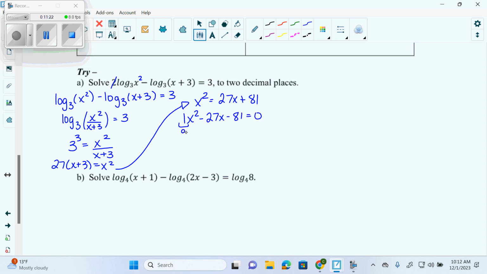This is my A, my B, my C. So x equals negative a negative 27 plus or minus the square root of negative 27 squared minus 4 times 1 times negative 81 all over 2 times 1. So 27 plus the square root of 27 squared.